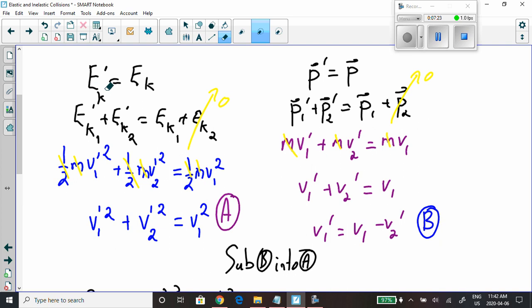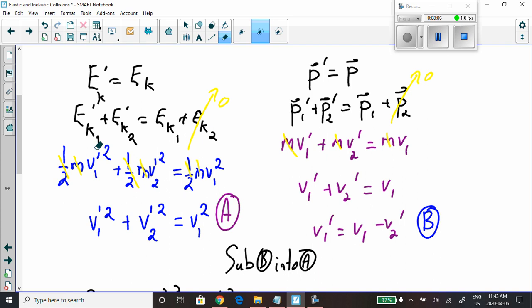Kinetic energy after the collision is equal to kinetic energy before the collision. This is equal to the kinetic energy of the first object after the collision plus the kinetic energy of the second object after the collision. You need the total kinetic energy of the objects after the collision. On this side, kinetic energy before the collision is equal to the kinetic energy of the first object before the collision, and to that we add the kinetic energy of the second object before the collision. It has to be the total. Luckily for us, the second object was not moving, so that term is 0 and we can just ignore it.